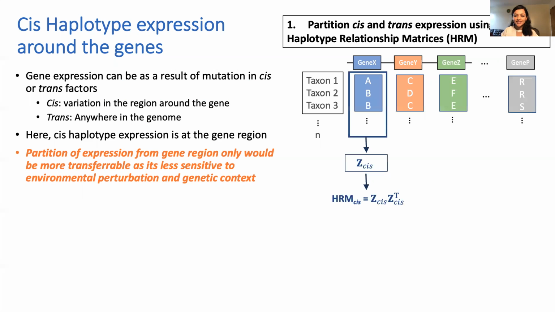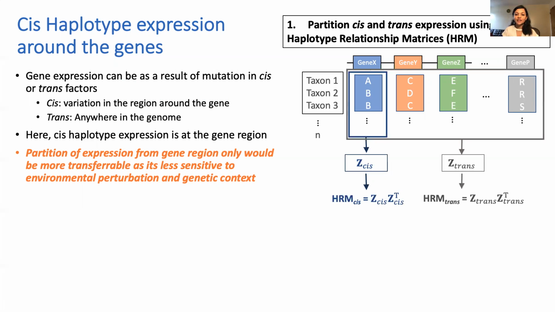So in order to test that, first we partition cis and trans expression using haplotype relationship matrices. The haplotypes were defined based on the polymorphism in the gene. For example, here taxa 2 and taxa carry the same haplotype in gene X. In this way, the haplotype relationship matrix was created for each gene as a control for cis, and all those matrices were combined to get the trans effect.